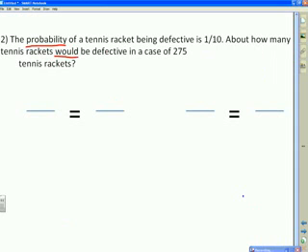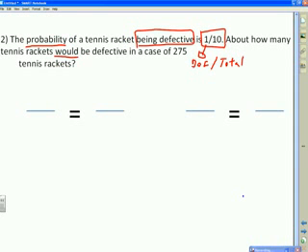Those are big indicators that we're dealing with a prediction problem, and we know we're going to have to do proportions. But here's the tricky part. They give us a fraction. Now remember, for a proportion, you need 3 numbers, but that fraction is kind of weird. We're used to seeing 3 individual numbers. Well, let's think about this. The probability of a tennis racket being defective is 1 out of 10. So what does this 1 mean? It means that there is 1 defective tennis racket out of 10 total. That's what's going on.